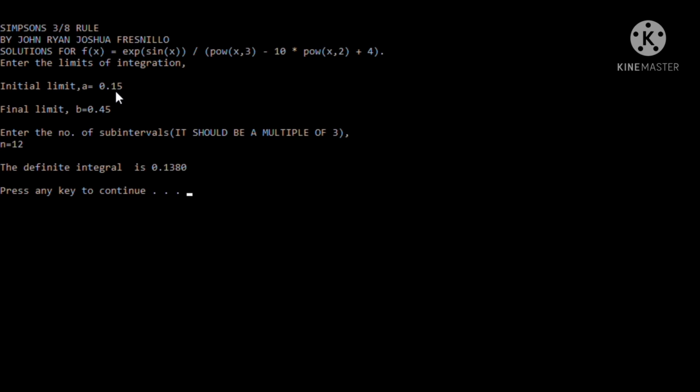Then that's all for our example of a C++ program using Simpson's 3/8 rule.